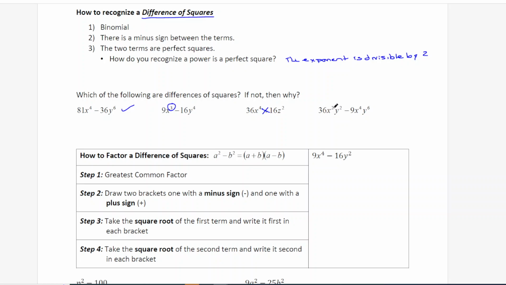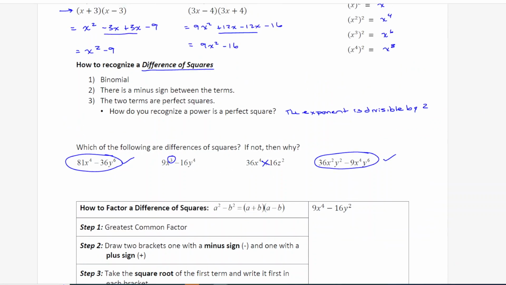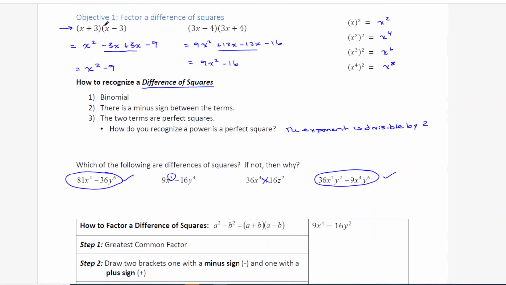36 is a perfect square, even, even. 9 is a perfect square, even, even. So this one is a difference of squares, and this one is a difference of squares. The two middle ones are not. Now let's look at how we go from these difference of squares back to this factored form.